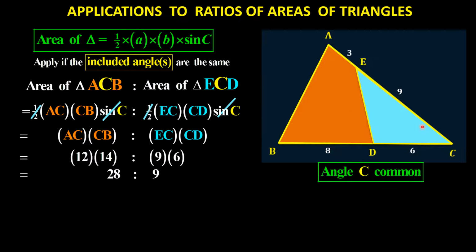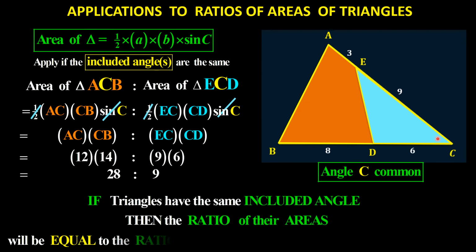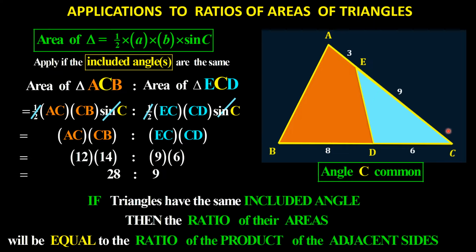Now you can see after the cancelling, the ratio of the areas actually just ends up as a ratio of the product of the adjacent sides. So let's formulate that. If triangles have the same included angle, then the ratio of the areas will be equal to the ratio of the products of the adjacent sides. So for ECD, the adjacent sides are 9 and 6, so I multiply 9 with 6. For the other, the adjacent sides are 12 and 14.